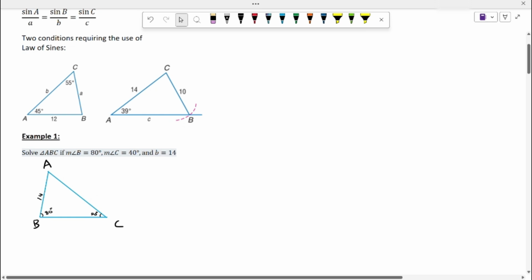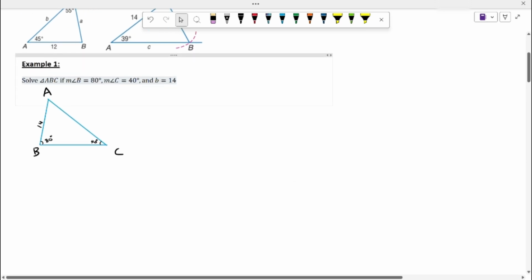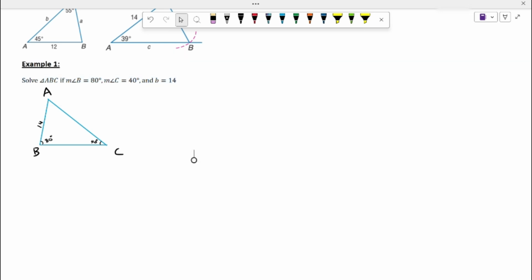All right, so let's do an example here. Example 1: we are asked to solve the whole triangle if measure of angle B is 80, measure of C is 40, and the side b equals 14. All right, so that means I can solve for angle A here.